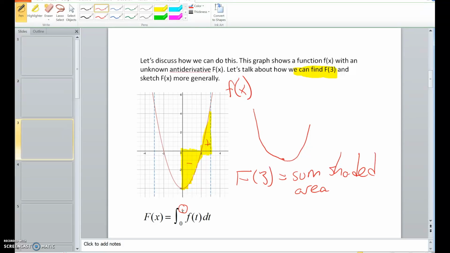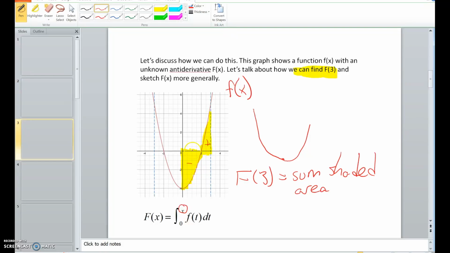But it's just this idea that we're accumulating area underneath the function. So how would you actually find this shaded area if you didn't know how to find it? So we're going to look at some examples of piecewise functions where we're going to be able to compute this area using just geometry or whatever.